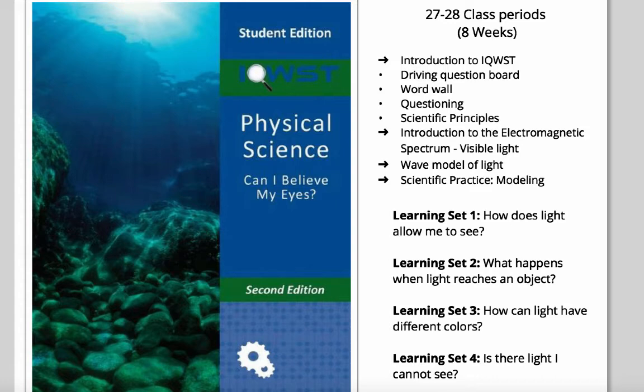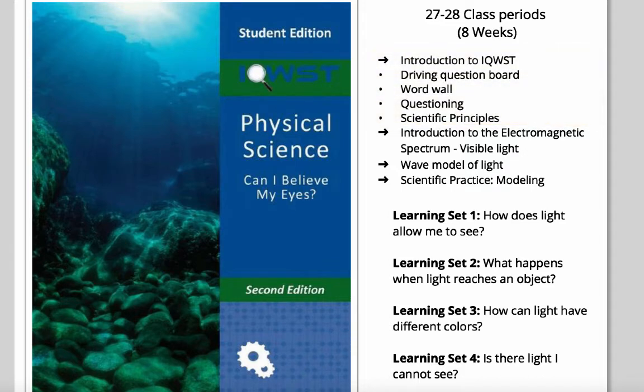So this is a 27 to 28 class period unit. It's about 8 weeks long when you think realistically about all the things that happen in our day. And the big thing about this particular unit is it's the very first unit, if you follow the sequence that iQuest recommends, that students will be introduced to in 6th grade in the fall. And so they will be introduced for the first time to the driving question board, the word wall, the importance of questioning within iQuest, this idea of scientific principles and how they develop their own scientific principles.